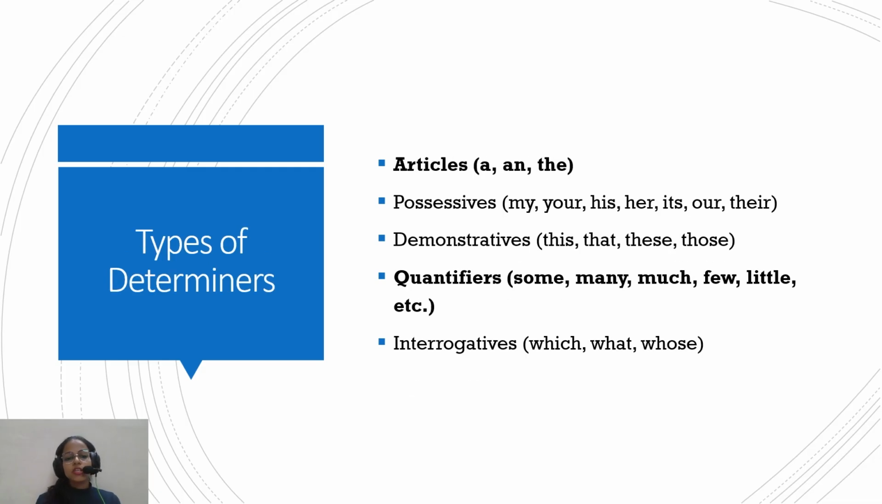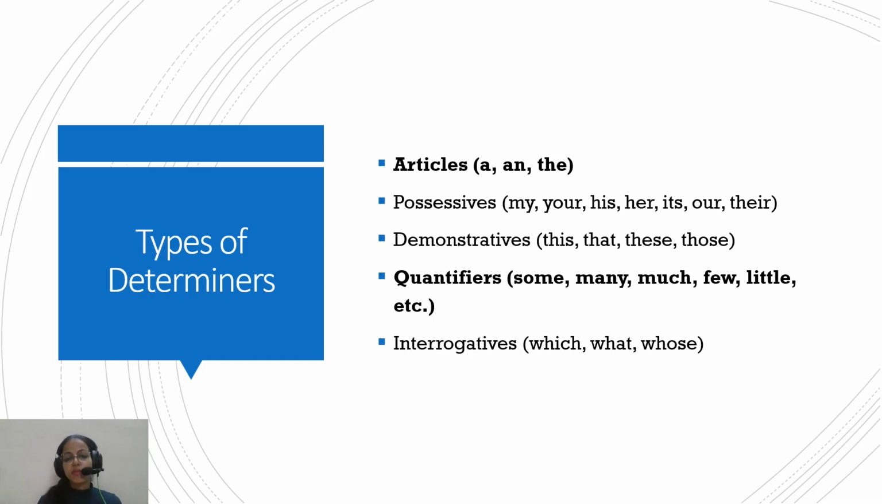So there are five types of determiners: articles, possessives, demonstratives, quantifiers, interrogatives. We are going to talk about articles and quantifiers in detail. Possessives we've done in the parts of speech. Possessives are the determiners that tell us the relationship between the noun and the person. For example, my, your, his, her. These are all relationship determining determiners.